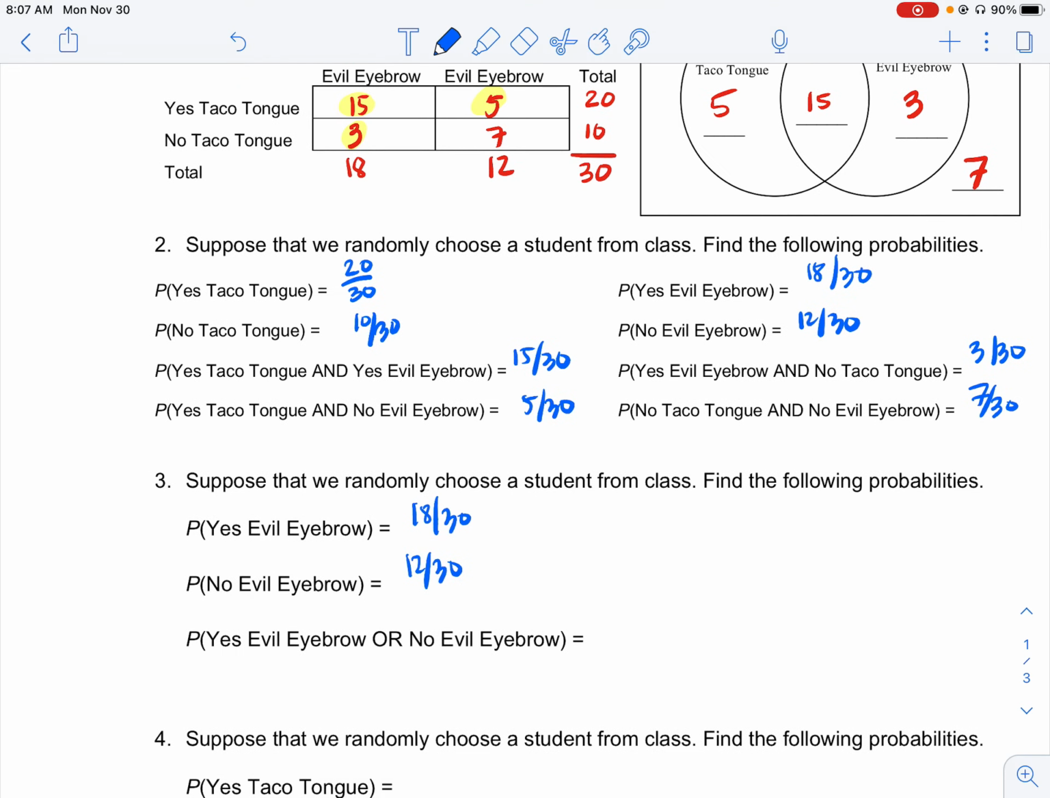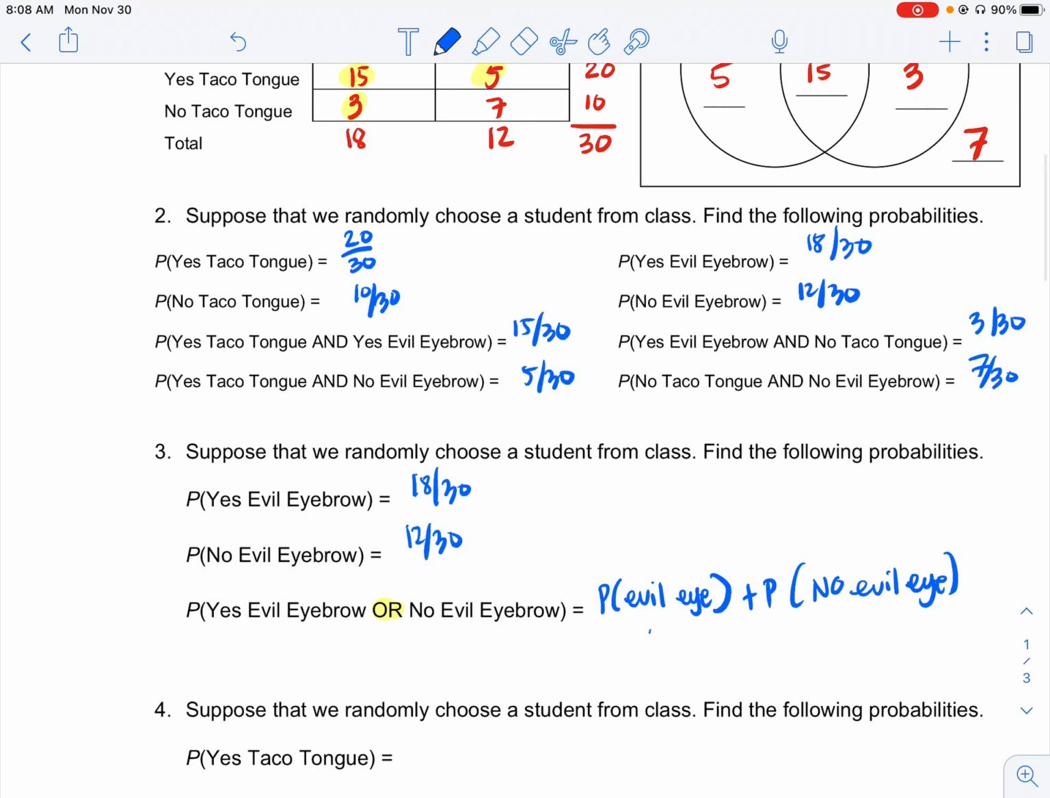Now, yes evil eyebrow or no evil eyebrow. Remember, if you watched the previous video, or means that you're adding both. So that means we're adding the probability of the people that can do evil eyebrow plus the probability of the people that can't do evil eyebrow. Is that everyone? Is that everyone, you guys?